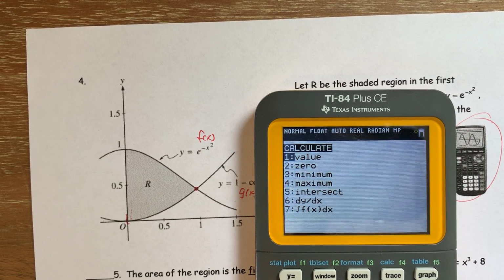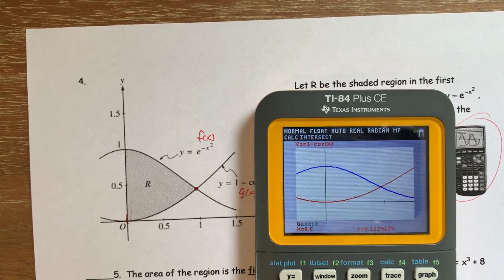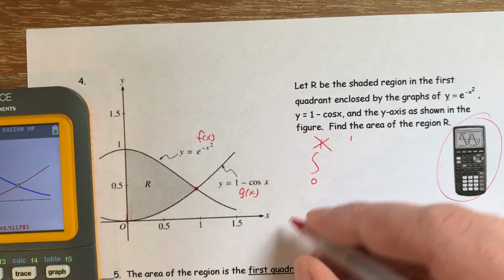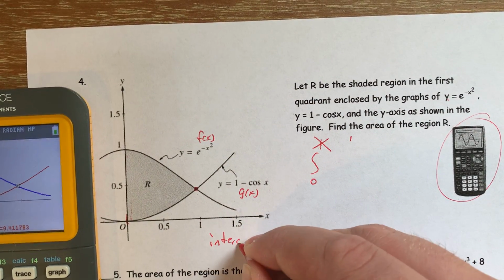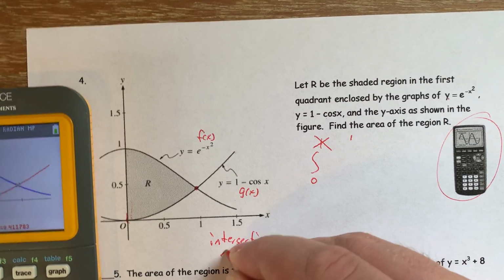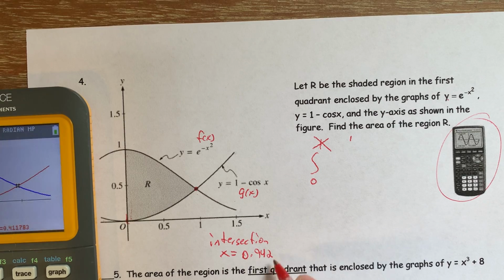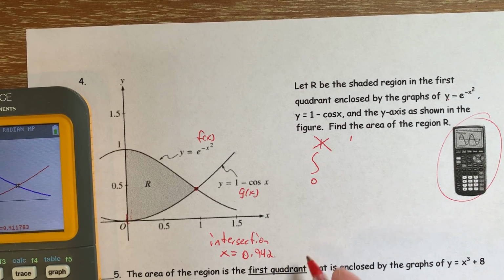Second, calc, intersect, enter, enter, enter. There it is. That intersection is not at x equals 1. The intersection, and it's worth writing this down, guys. This comes up in the free response problems a lot. So intersection x equals 0.942. We can round to 3 decimal places here if we want.